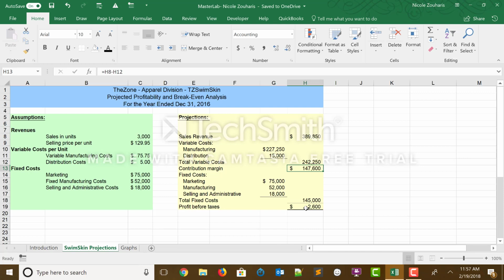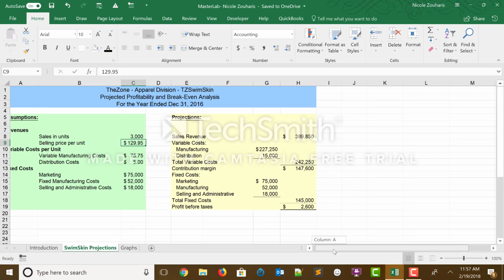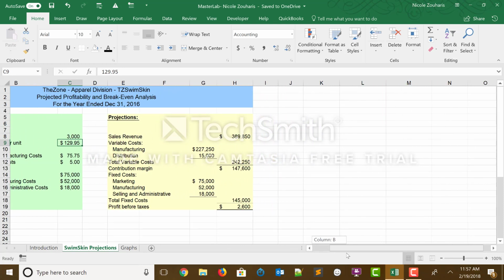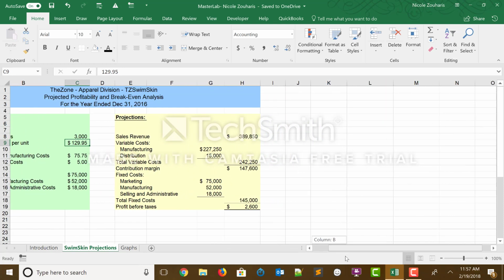Now, what-if analysis goes over all of this, because what if our variable costs were going to change? What if our sales in units were going to change? What if our selling price was going to change? And that's what we're going to be looking at today. It's like, what if these changes, and how will it affect my sales revenue, my total variable costs, and my profit before taxes in the end? So let's go ahead and we'll start small with a one variable data table for what-if analysis.